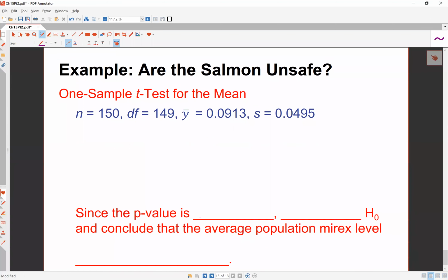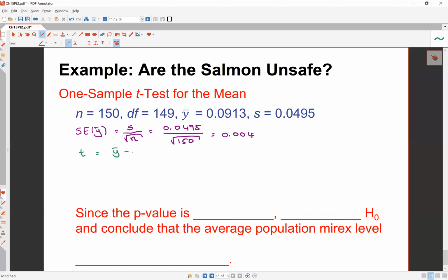How do we calculate our test here? Well, we first have to figure out our standard error. Standard error for the sample average is sample standard deviation S over square root of n, which in this case is 0.0495 over the square root of 150, and that is very close to 0.004. This now allows us to calculate our t-statistic.